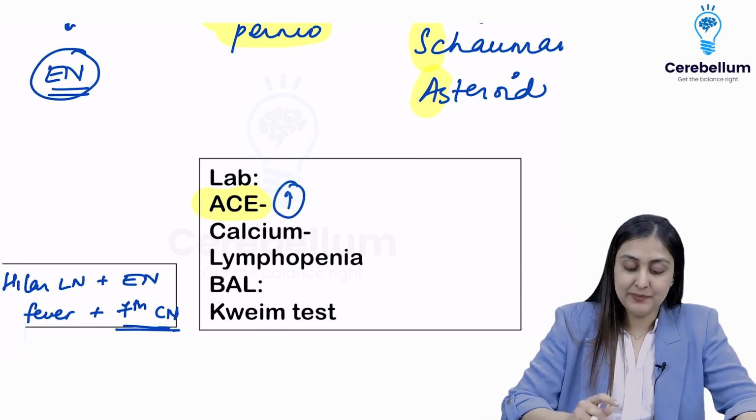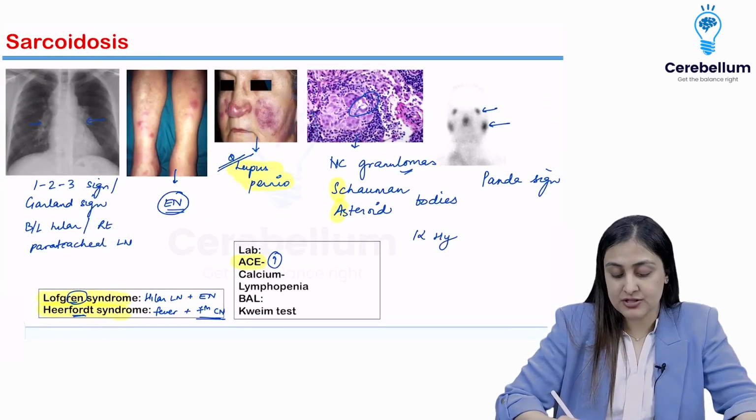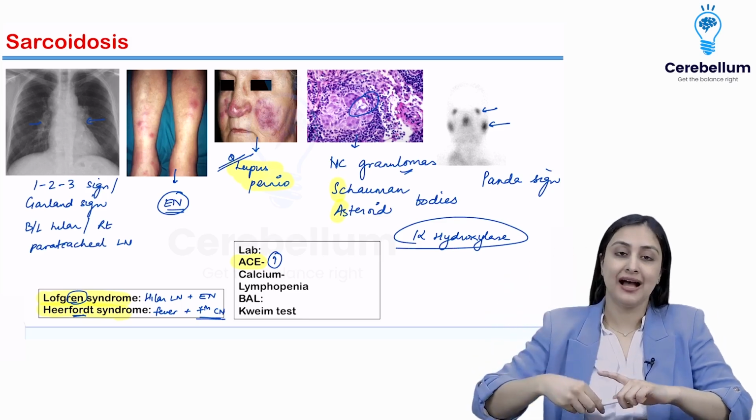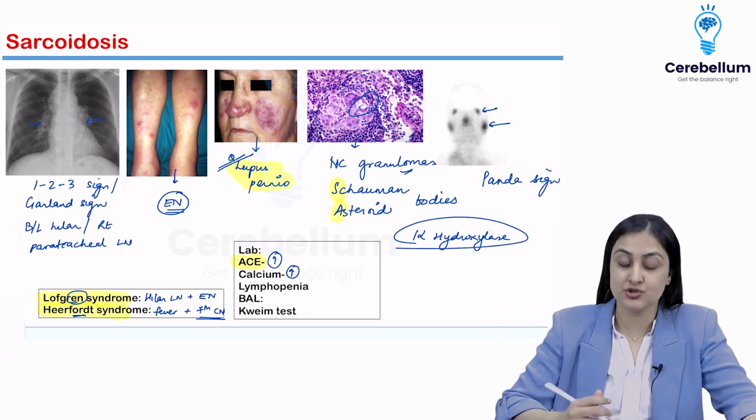Okay, apart from that, because of these granulomas, what they have is 1-alpha hydroxylase. So this 1-alpha hydroxylase will result in active vitamin D, which can result in hypercalcemia. So there's hypercalcemia or hypercalciuria which is noted.